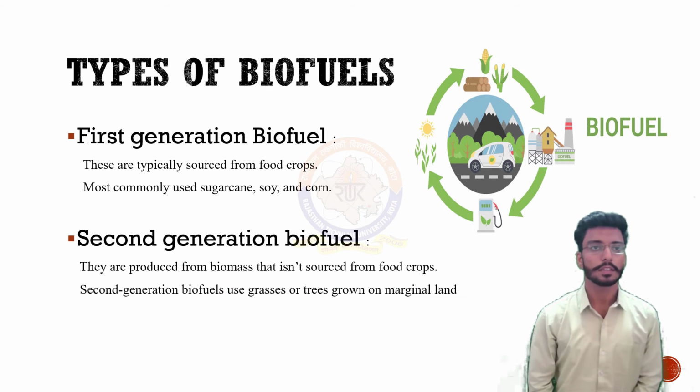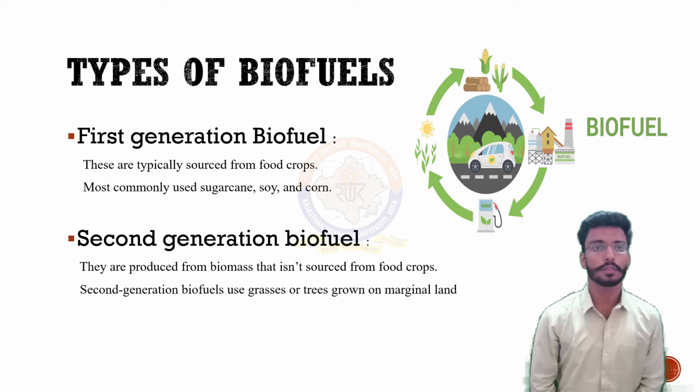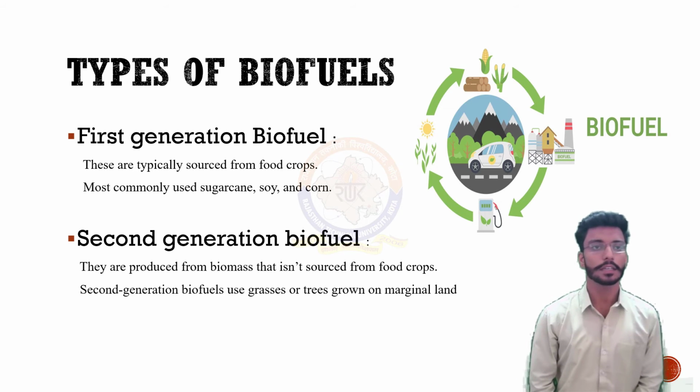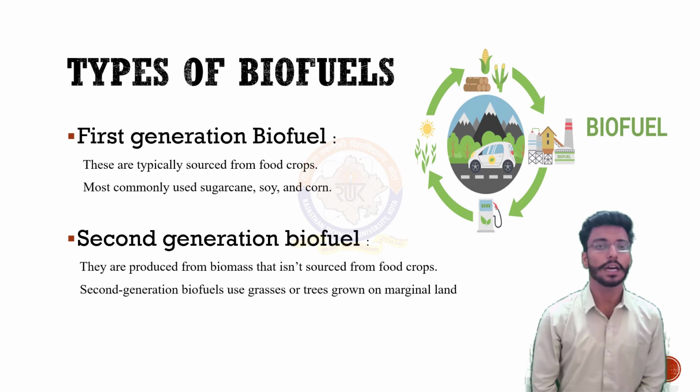Now let's discuss types of biofuels. Firstly, first generation biofuels. First generation biofuels are typically sourced from food crops. The three most common types of food crops based biofuels are sugarcane, soy and corn. These crops are processed, often using fermentation at a commercial scale, and their sugars, starches, or oils are converted into biofuels.